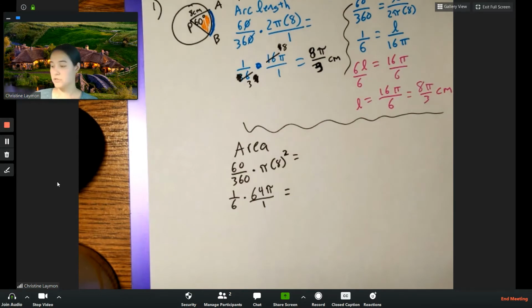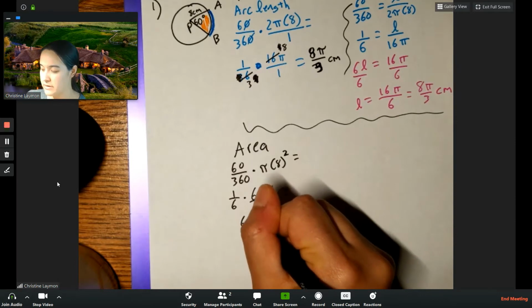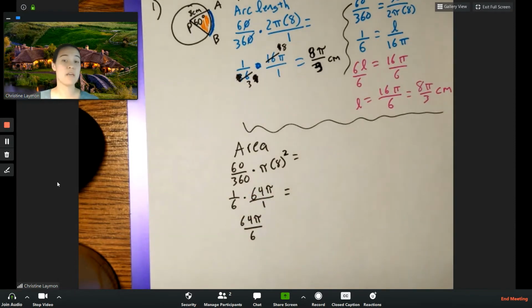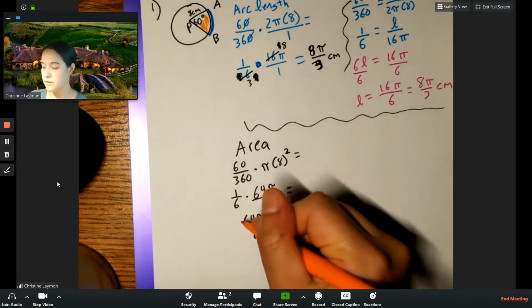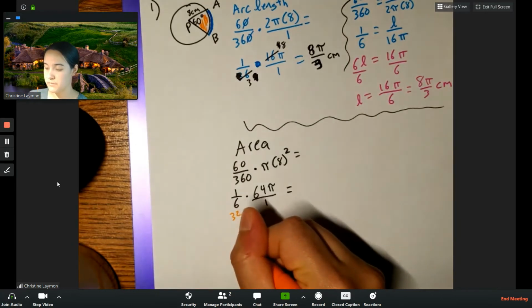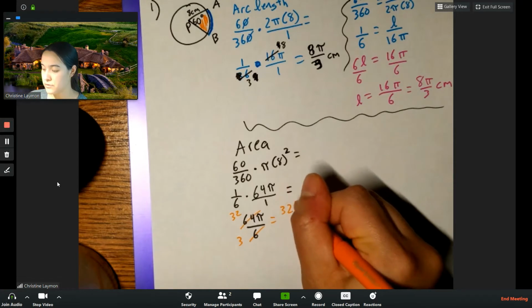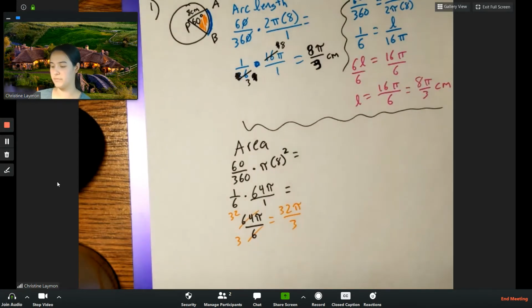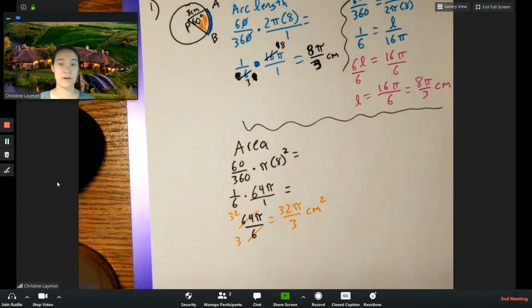Okay, so now I'm going to go ahead and write it as 64 pi over 6. And I say, what do they have in common? Well, they can both be divided by 2. 64 divided by 2, so this top one divided by 2 gets me 32. This bottom one divided by 2 gets me 3. So my end answer is 32 pi over 3, and my units are centimeters squared.